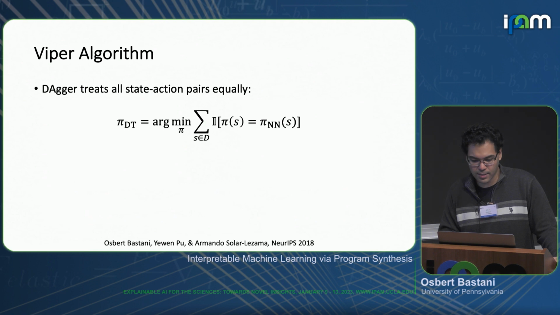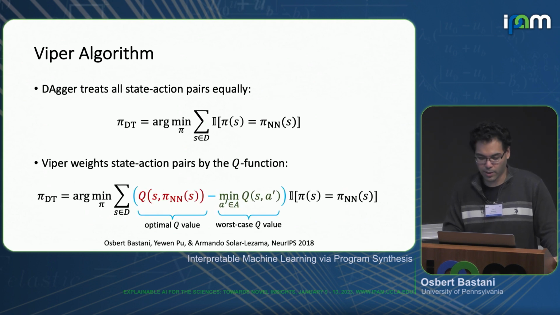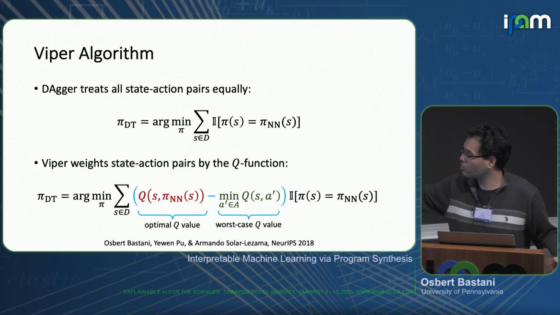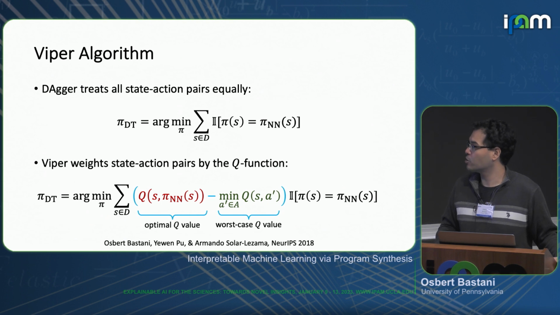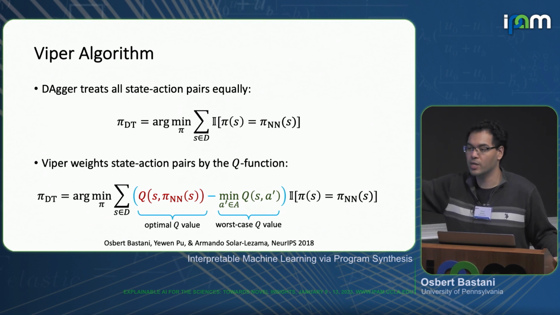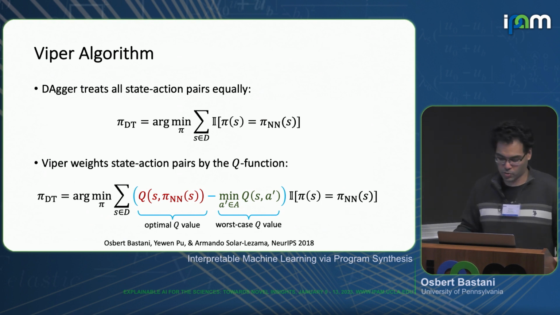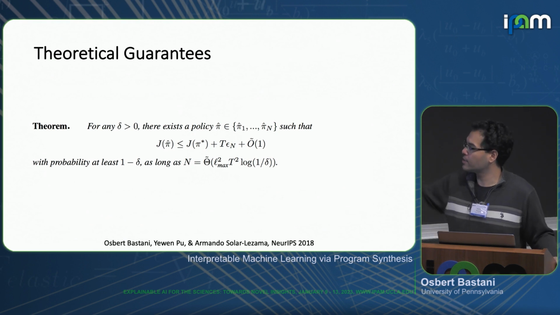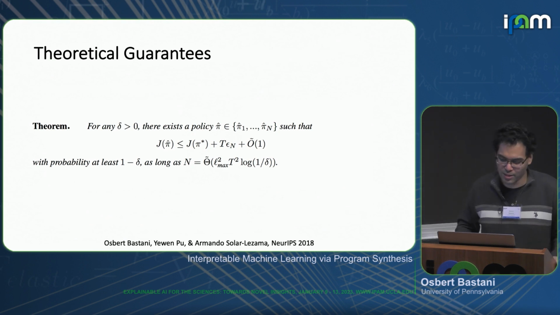Whereas DAgger treats all state action pairs equally, so that's just the standard 0-1 loss from supervised learning, our algorithm, which we call Viper, weights state action pairs by the Q function difference. What you do is you take the optimal Q value, you subtract off the worst case Q value, and you use that as a weight. So this will upweight critical states when you're learning your policy. And you can actually theoretically characterize that this is in some sense the right thing to do. So we can get tighter bounds. I'm not going to go into the details of this theorem, but you can get tighter bounds compared to the original DAgger algorithm.